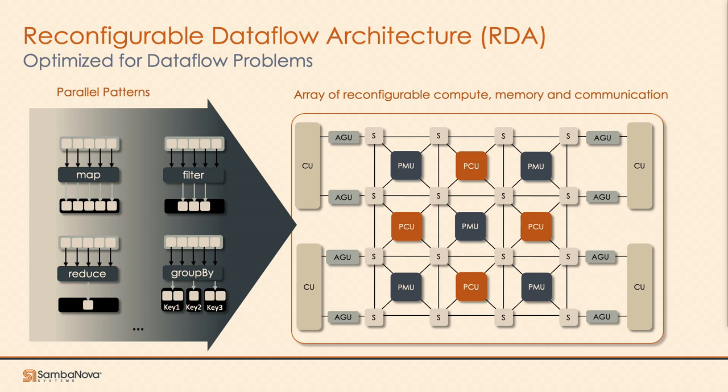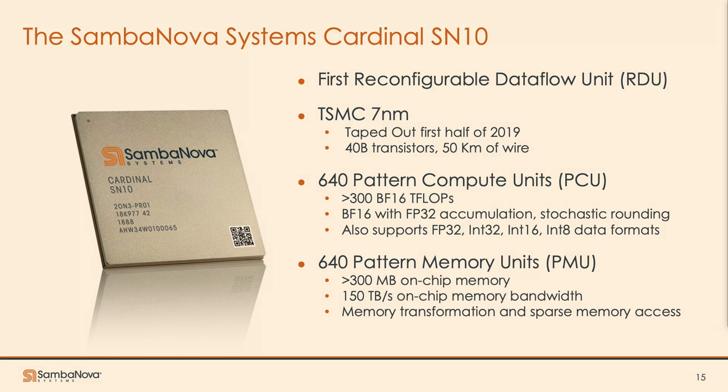And these are organized in an array, or a sea of components, which are connected by an on-chip switch. So the first implementation of the reconfigurable data flow architecture is the SambaNova Systems SN10. And this is the first reconfigurable data flow unit. And it was implemented in TSMC 7 nanometer. And it taped out the first half of 2019.